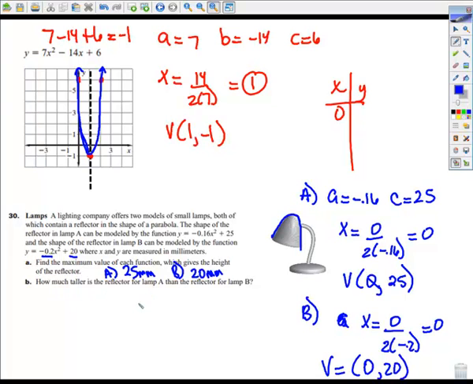How much taller is the reflector in lamp A than B? Well, you just subtract, and you get 5 millimeters taller. And that is it for lesson 9.2 notes.